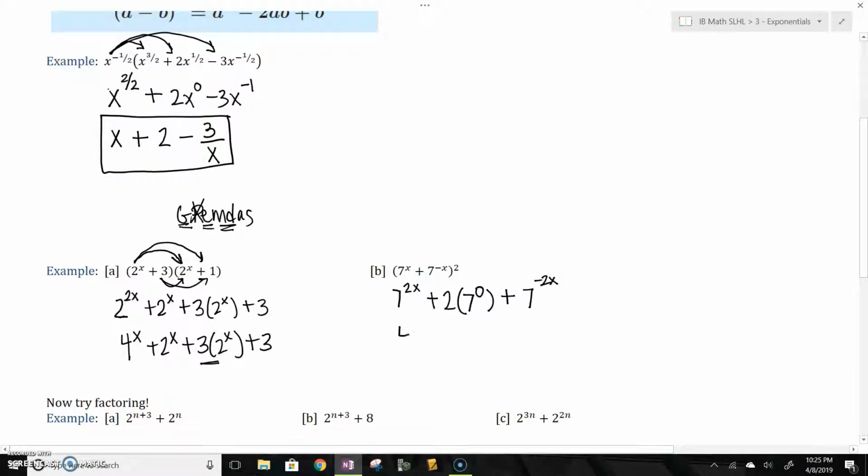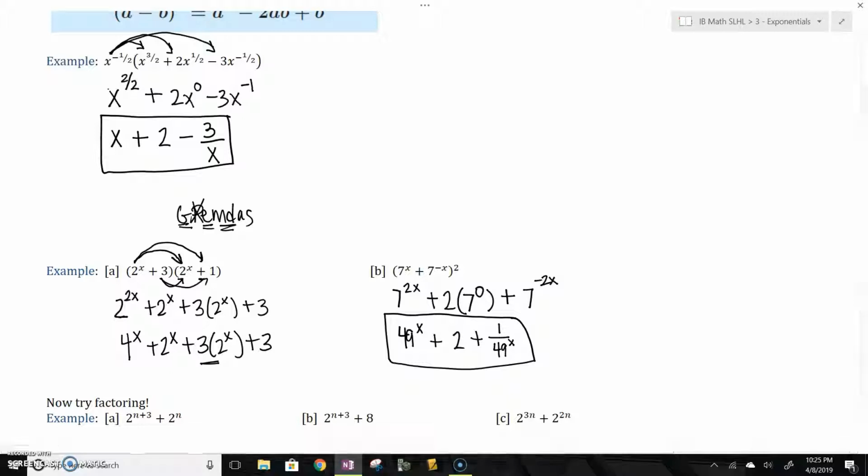So to me, that looks like 49 to the x, then plus a 2, because 7 to the 0 is 1. And then this would be what? 1 over 49 to the x? That's a crazy answer, but that's what I'm seeing. And I'm feeling pretty good. How about you? All right. Why don't you try one? And we'll be right back.